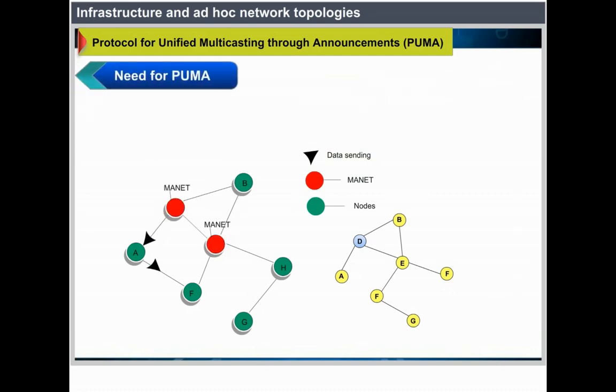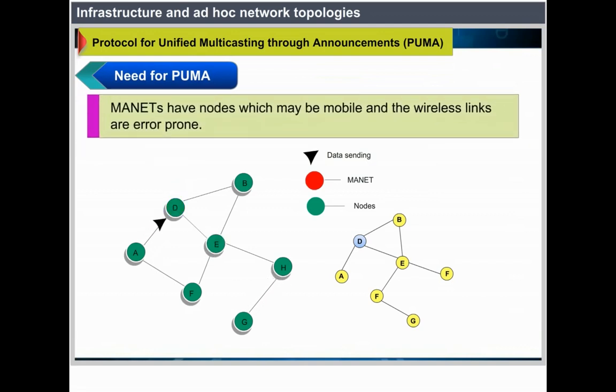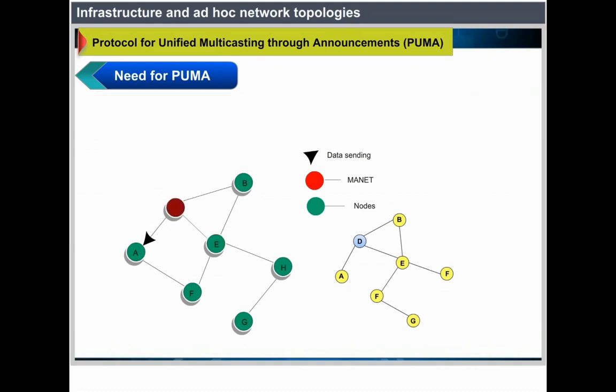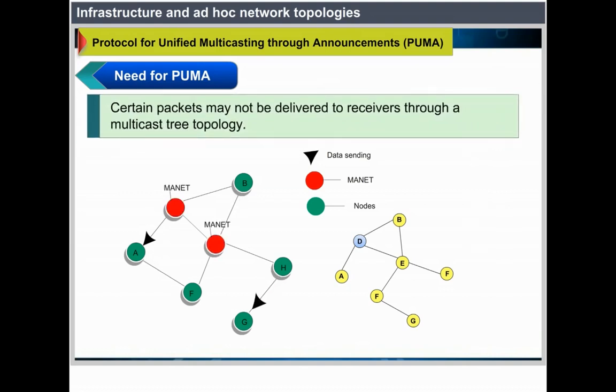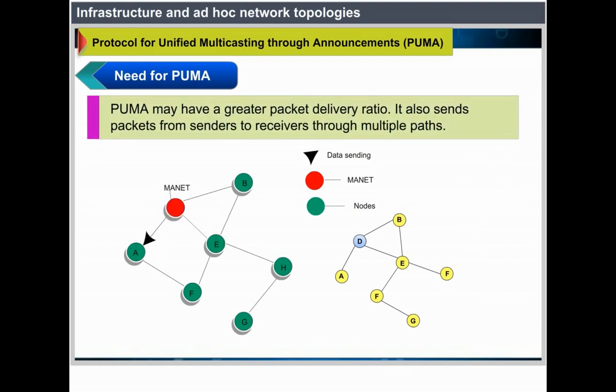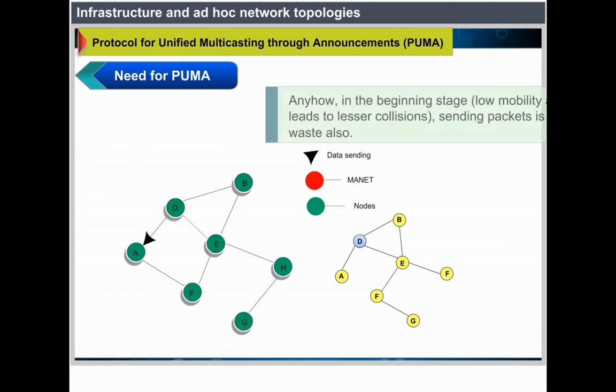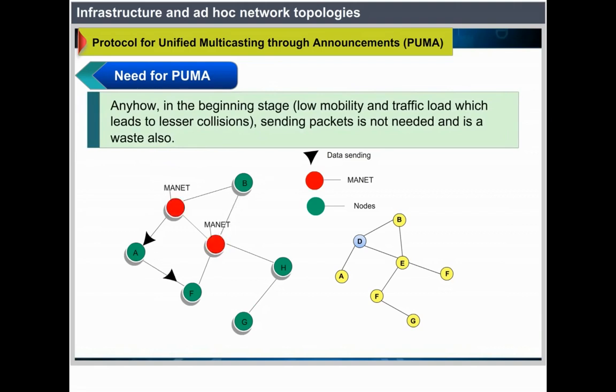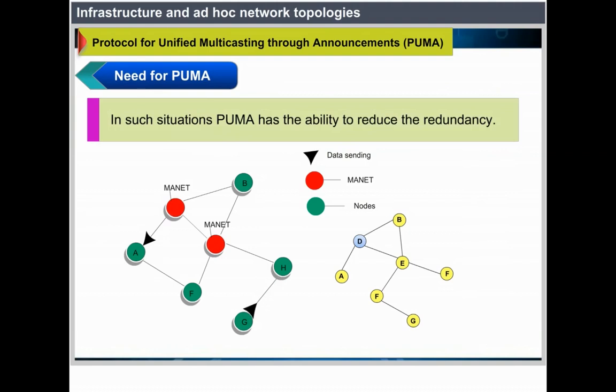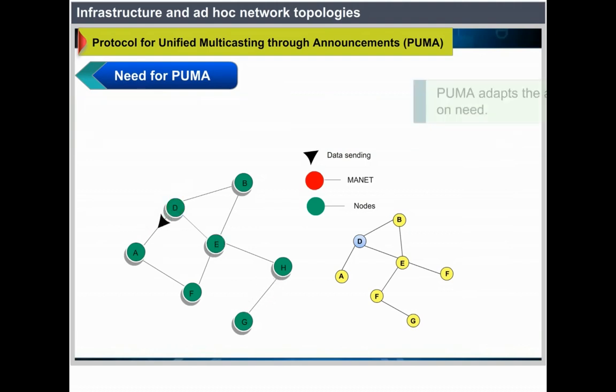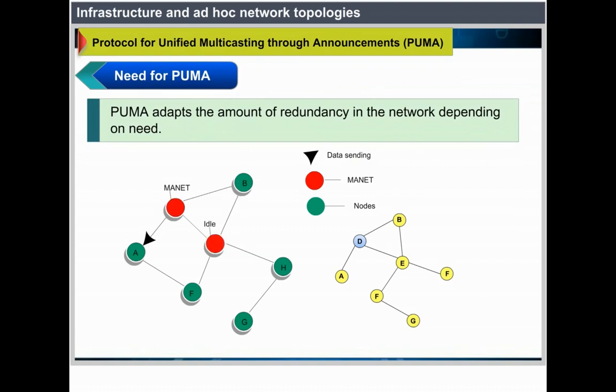Need for PUMA. MANETs have nodes which may be mobile and the wireless links are error-prone. Certain packets may not be delivered to receivers through a multicast tree topology. PUMA, which sends packets from senders to receivers through multiple paths, may thus have a greater packet delivery ratio. However, in benign conditions, low mobility and traffic load, which lead to fewer collisions, sending redundant packets is not needed and is a waste. In such situations, PUMA is able to reduce the redundancy. PUMA adapts the amount of redundancy in the network depending on need.